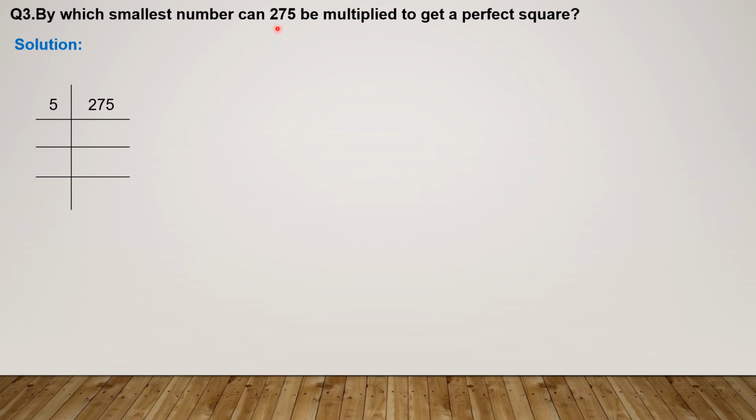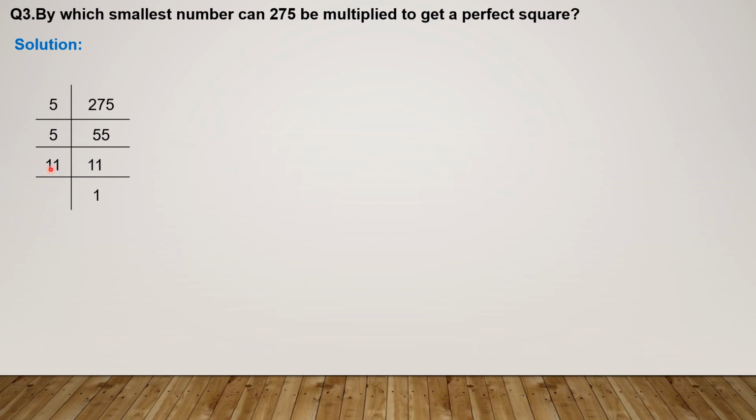So first we will find the LCM of 275. How? 275 is divisible by 5, so we will write here 5. Divide 275 by 5, we will get 55. Again 55 is divisible by 5. 5 11s are 55 and 11 1s are 11.